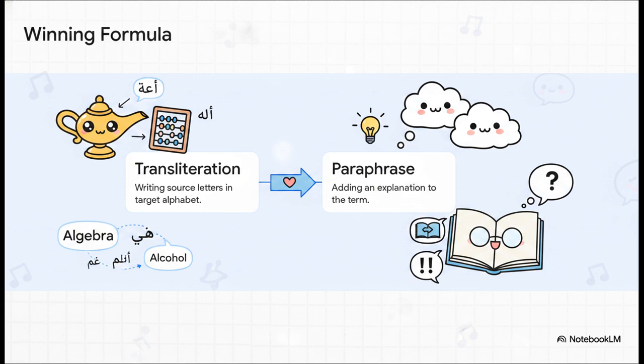Here's your winning formula. Step 1, transliteration. This means writing the actual sounds of the source word using the alphabet of the target language. Fun fact, this is exactly how words like algebra and alcohol originally entered the English language from Arabic. But transliteration alone often leaves a modern reader totally confused. So you immediately follow it up with Step 2, paraphrase, where you add a brief explanation.